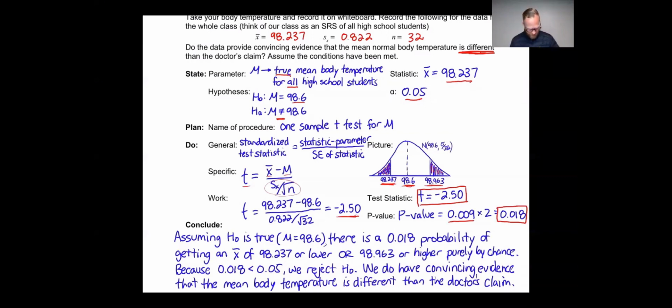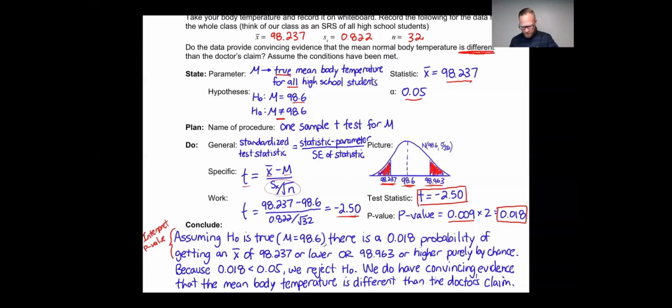Remember, the first sentence in your conclusion is always where you are going to interpret the p-value. And so interpreting the p-value amounts to describing this shaded area that you see in your picture.